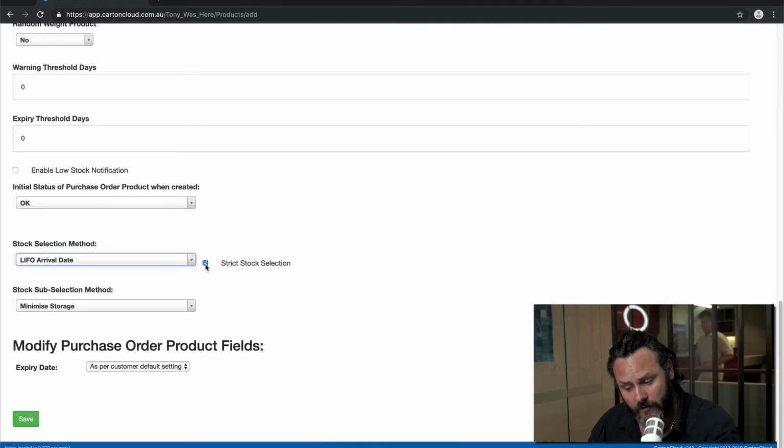So that's what I'm going to do on this product. Also, strict stock selection. I don't need to put that on this one. If I wanted to have it so that I wanted my barcode scanned and I wanted the location scanned, then I could put on strict stock selection.